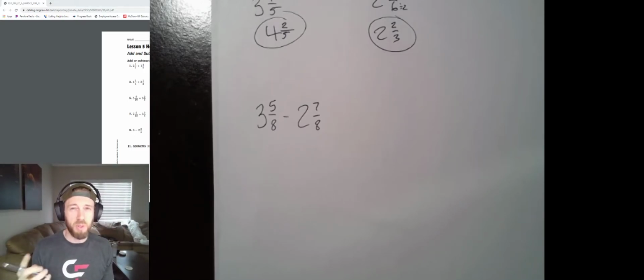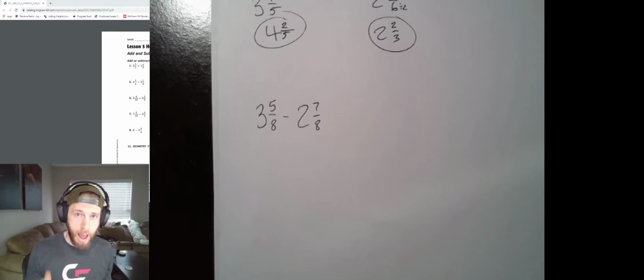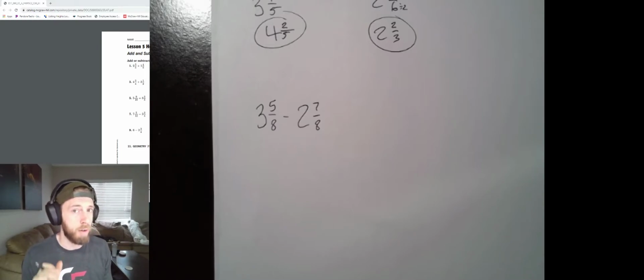So we have a problem. And that problem is we don't have enough 8s. So we literally can't subtract this. Now I'm going to show you visually what happens here, because this is the most confusing part of adding and subtracting mixed numbers. I'm going to show you what 3 and 5/8 looks like real quick.